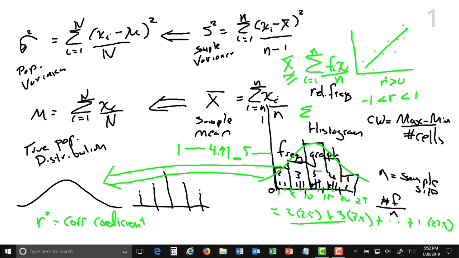And of course you have to divide that by the total number of observations, which you know. It's just the sum of all your frequencies.